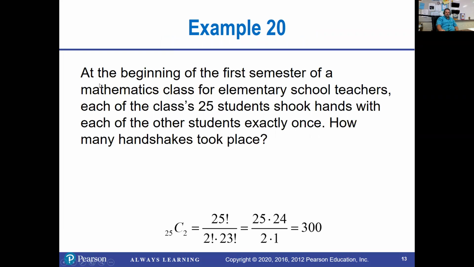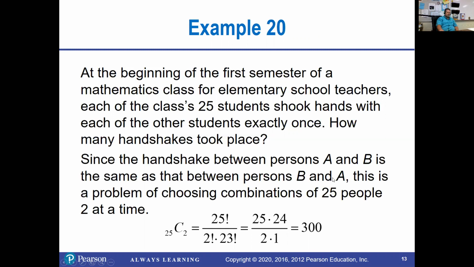Now, at the beginning of the first semester, mathematics class for elementary school teachers, each of the class's 25 students shook hands with one another, with each other only once. How many handshakes took place? You have 25 students taking 2 at a time because 2 people shake each hand at one time. And so there's 300 different ways to make that happen.